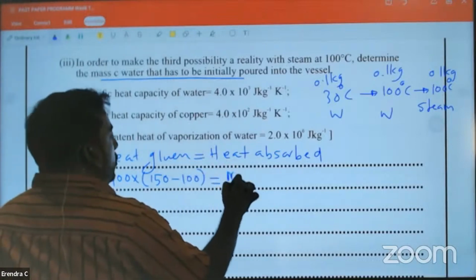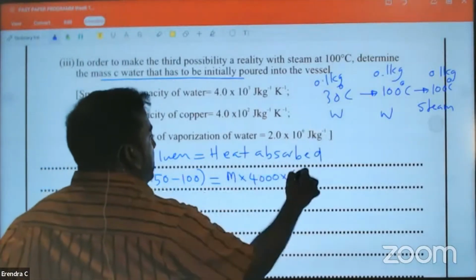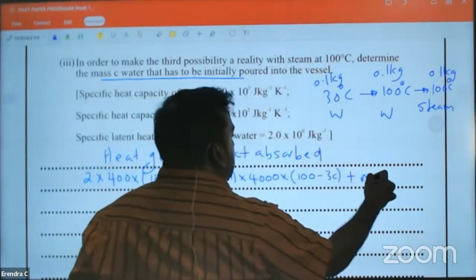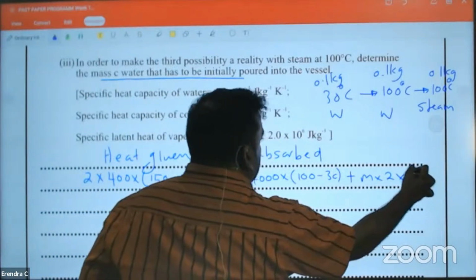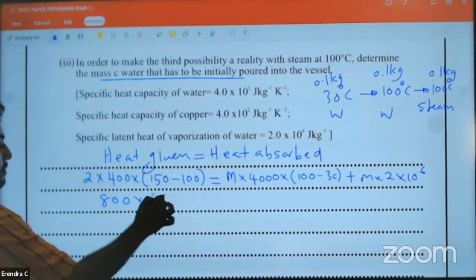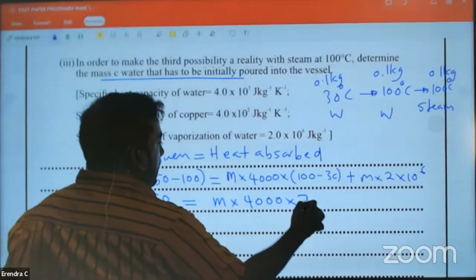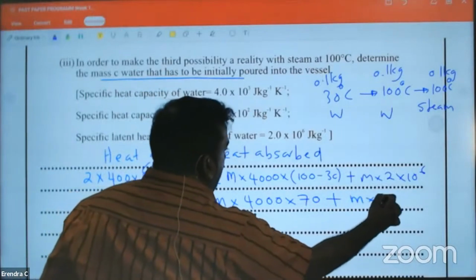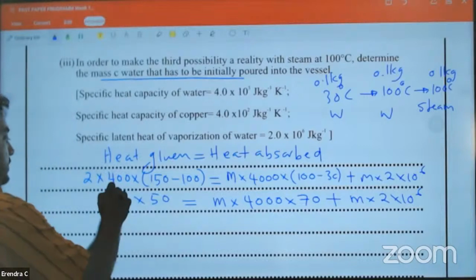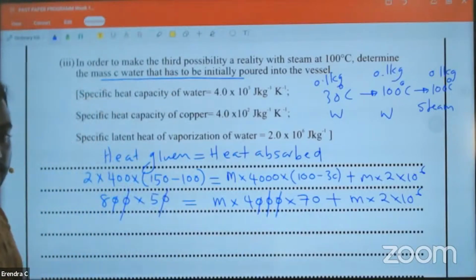Heat is absorbed by the steam. How much water must you pour? M times specific heat capacity of water, change in temperature 100 minus 30, plus everything will vaporize, M times 2 times 10 to the power 6. Here 800 multiplied by 50. Here M times 4000 multiplied by 70. Here M times 2 times 10 to the power 6. Here you have 3 zeros, 1, 2, 3.